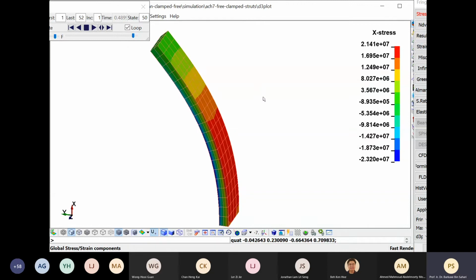Okay, can you see now? Yeah. Okay, this is how it behaves.